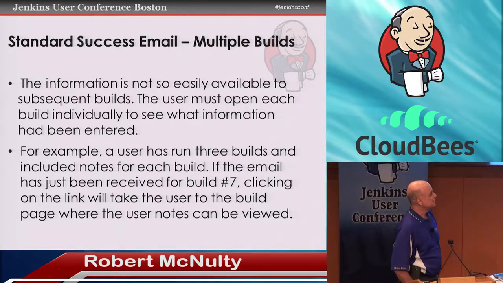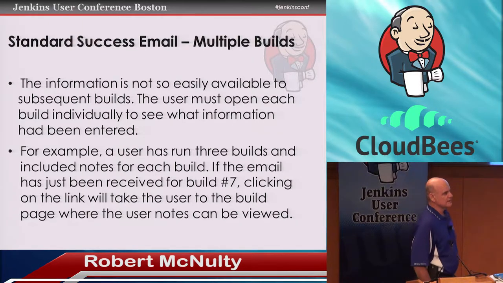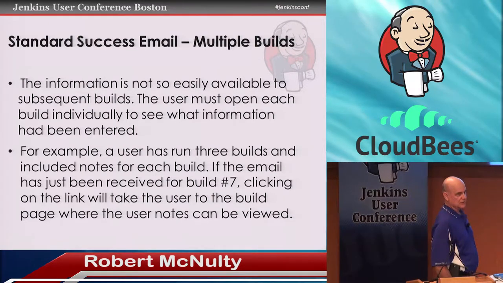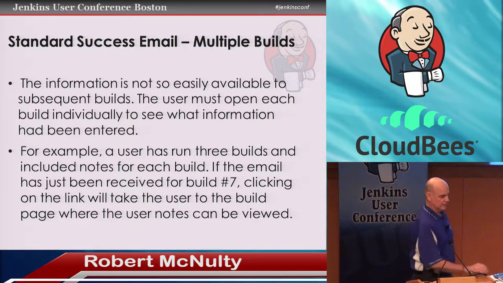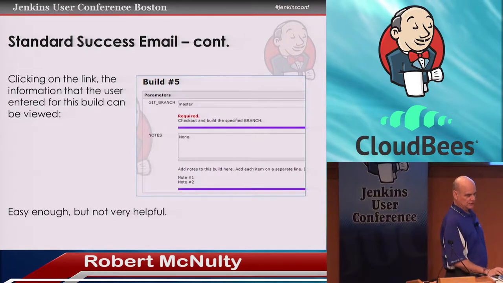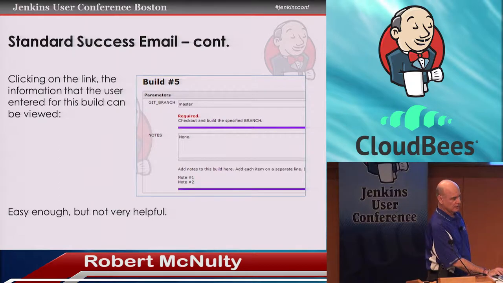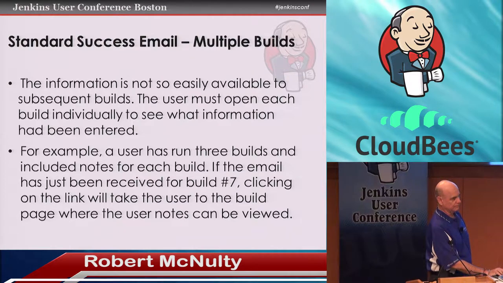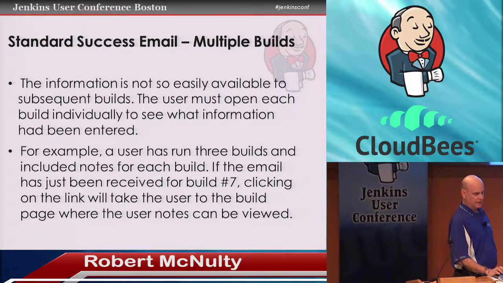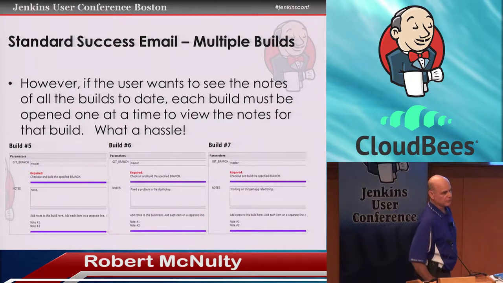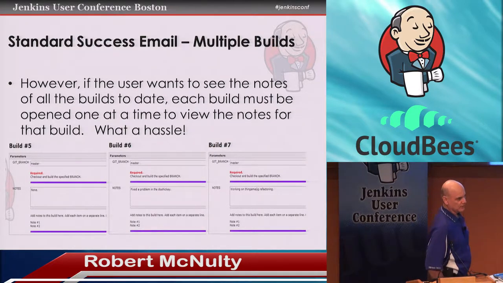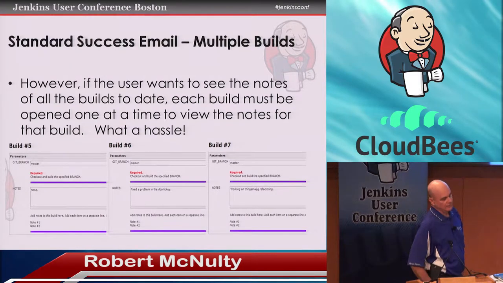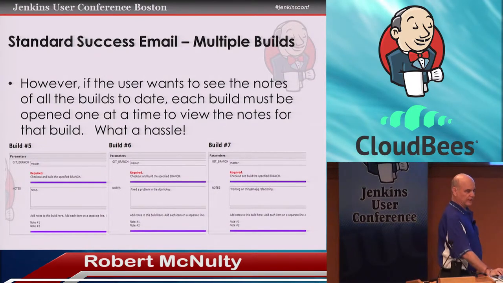Now, if you have multiple builds, the information isn't as easily available. The user has to open each build to individually look at this information. So, for example, for builds 6 and 7, you would need to click the link for build 6, read what was there, then build 7, and that would look like this. If they want to see notes for all the builds to date, they have to copy and paste. If they're going to make another report, or just again, they're going to probably ignore them. A hassle.